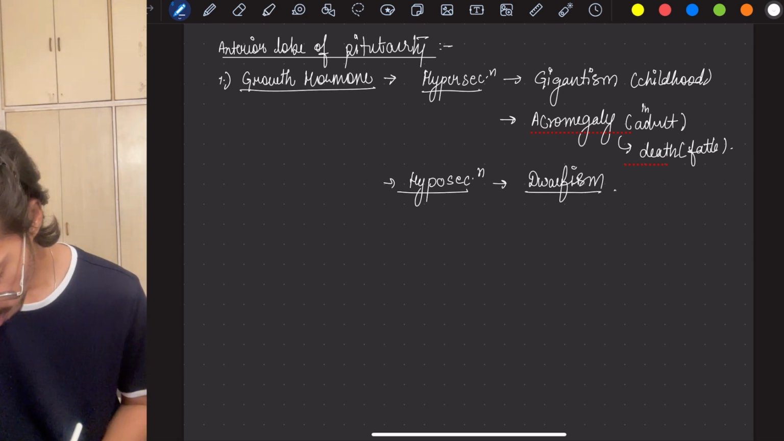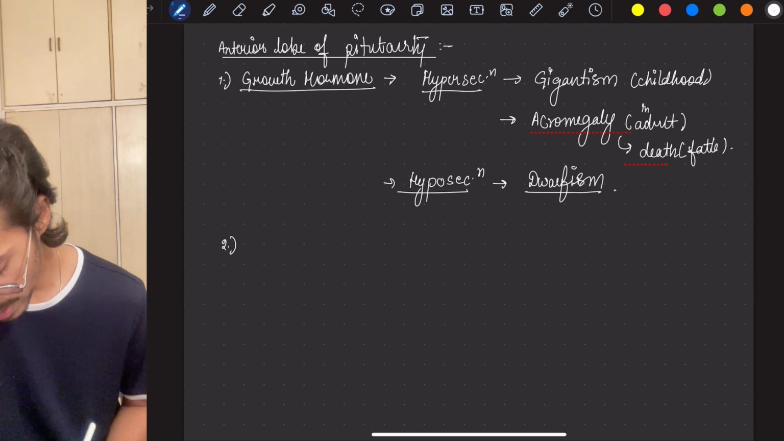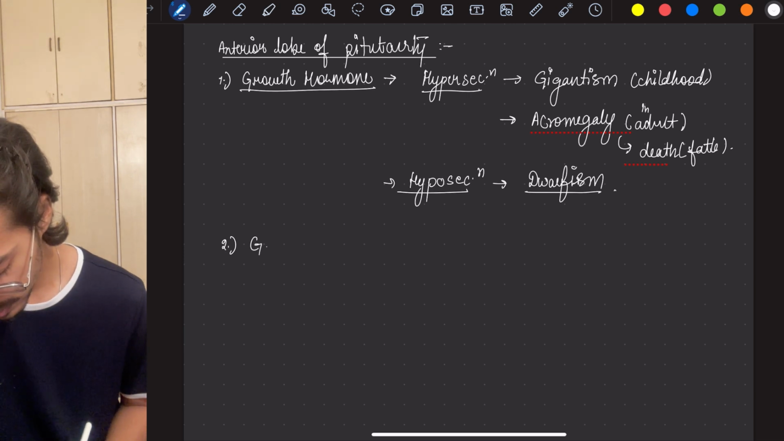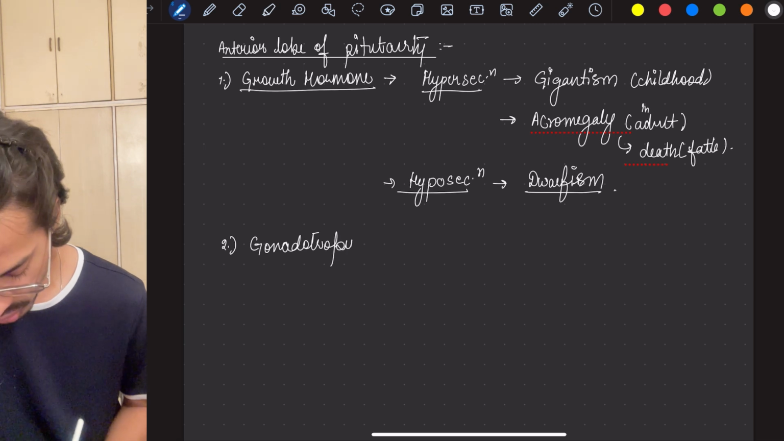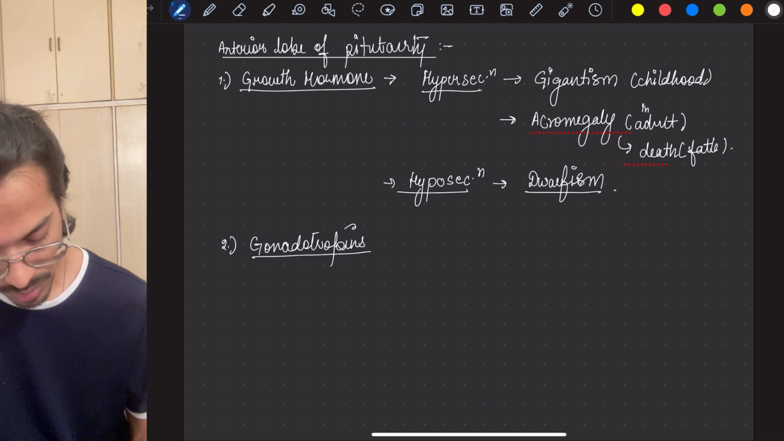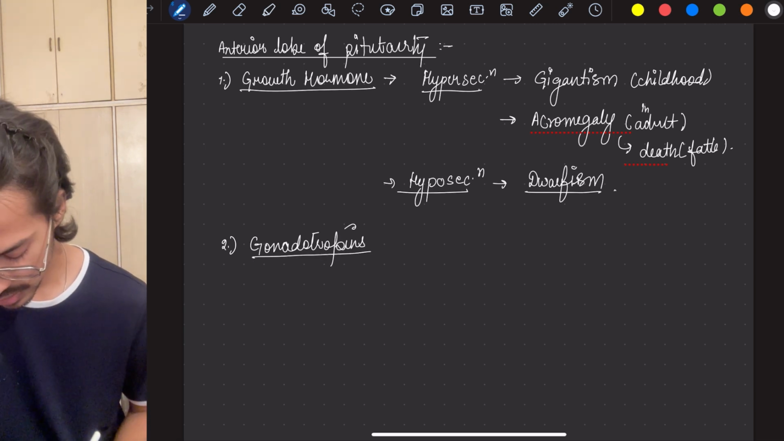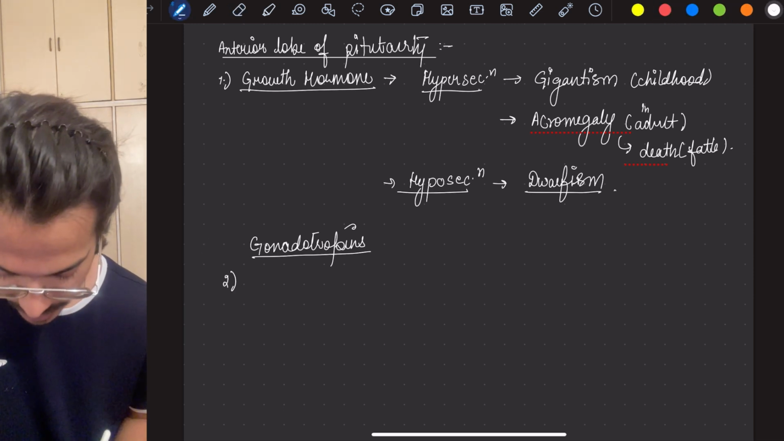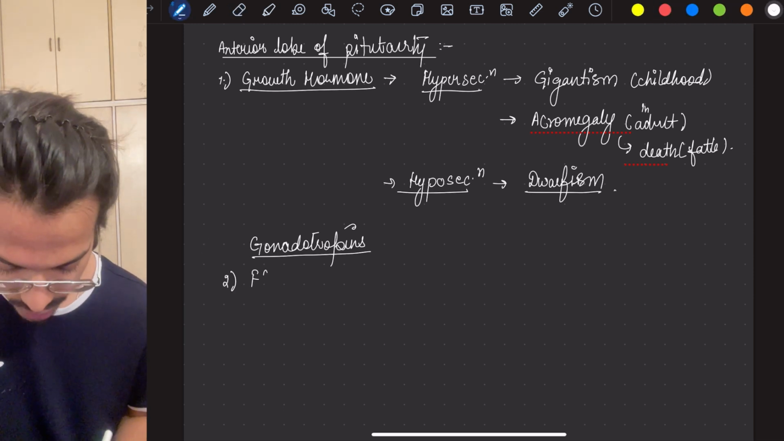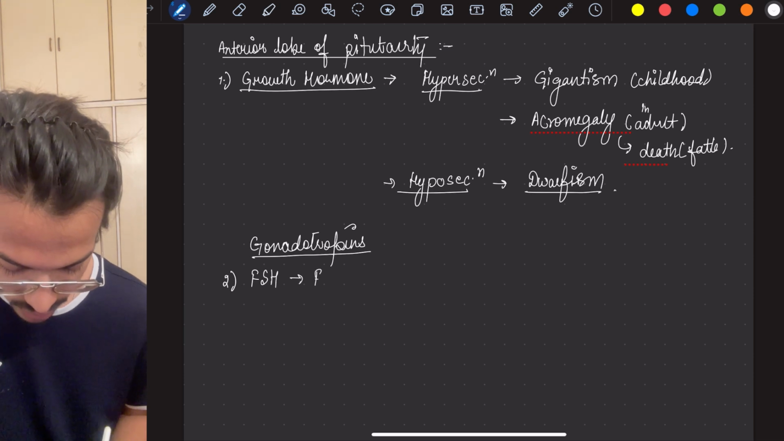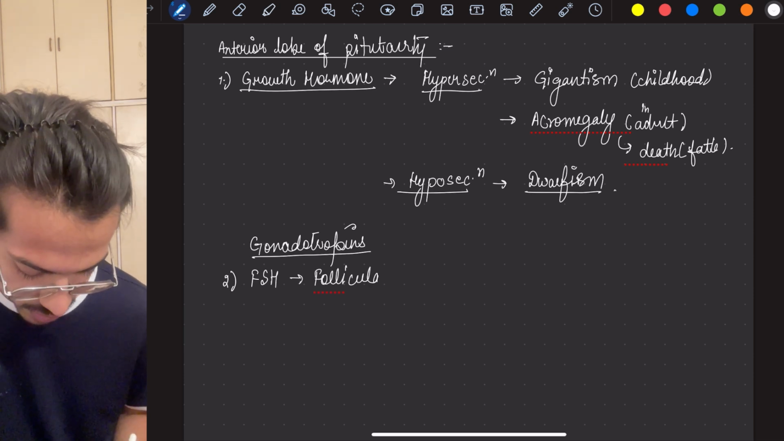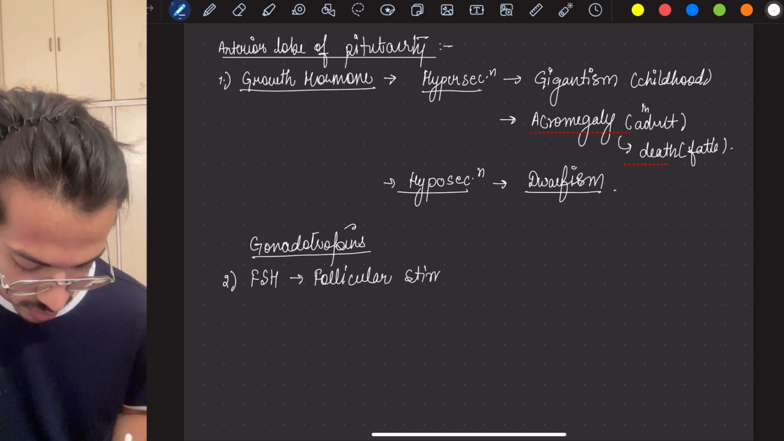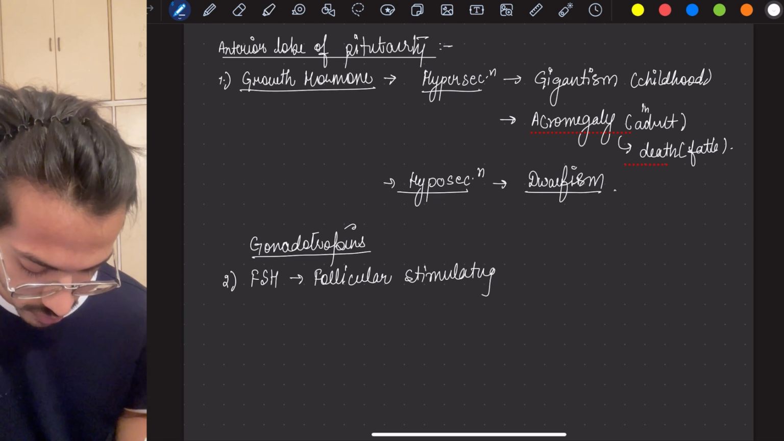Moving on to the next hormone. The next hormone is gonadotropins. How many types of gonadotropins are there? There are two types of gonadotropins present. What are these two types? Number one is FSH. FSH is called follicle stimulating hormone.